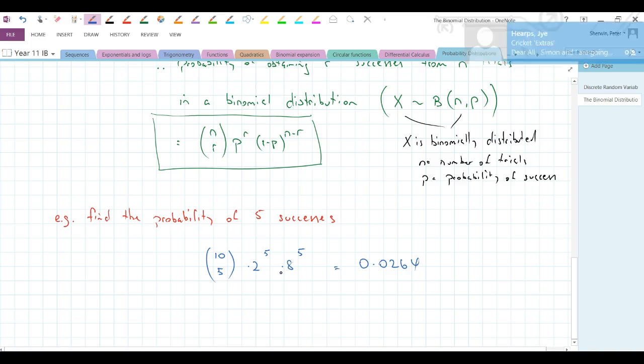What's going to be of interest to us often, though, is to find the probability of at least 5 successes. So we might want to say, what's the probability of actually passing this multiple choice exam? So I'll pause while we write that up.